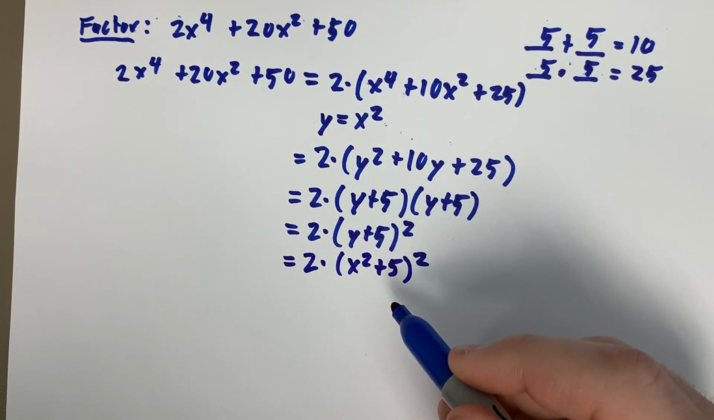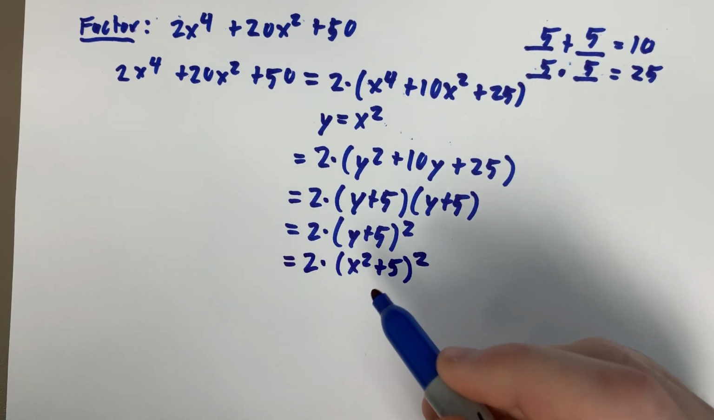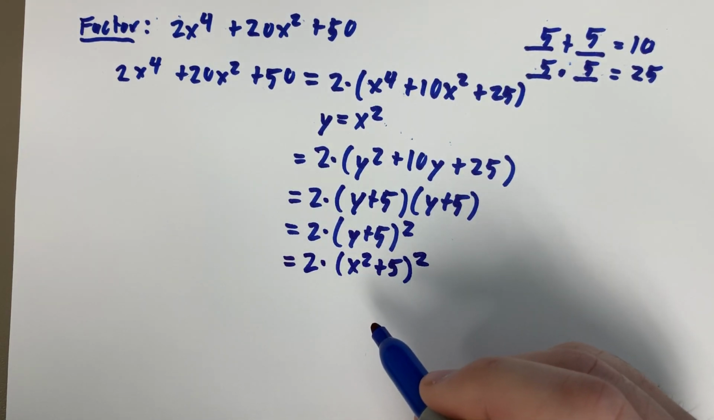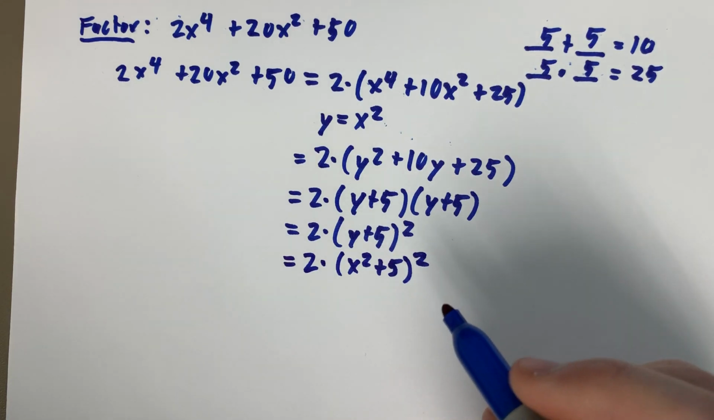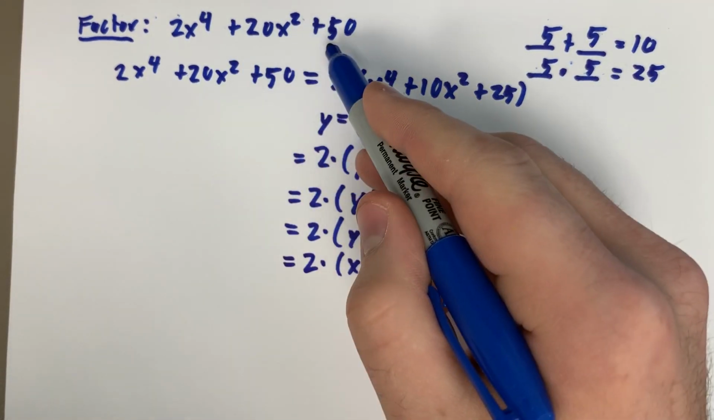Note that this can't be factored any further. There is no sum of squares formula. There's a difference of squares formula, but not a sum of squares. So this cannot be factored further without using complex numbers. So at this point, we have a full factorization for this expression.